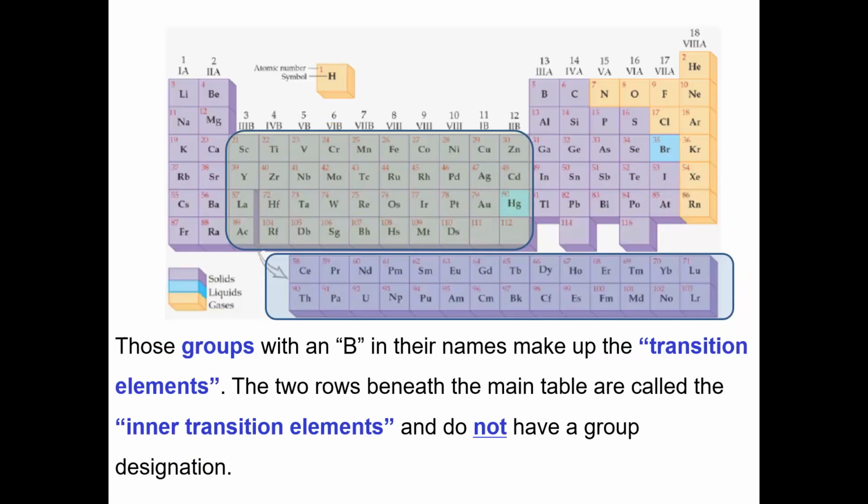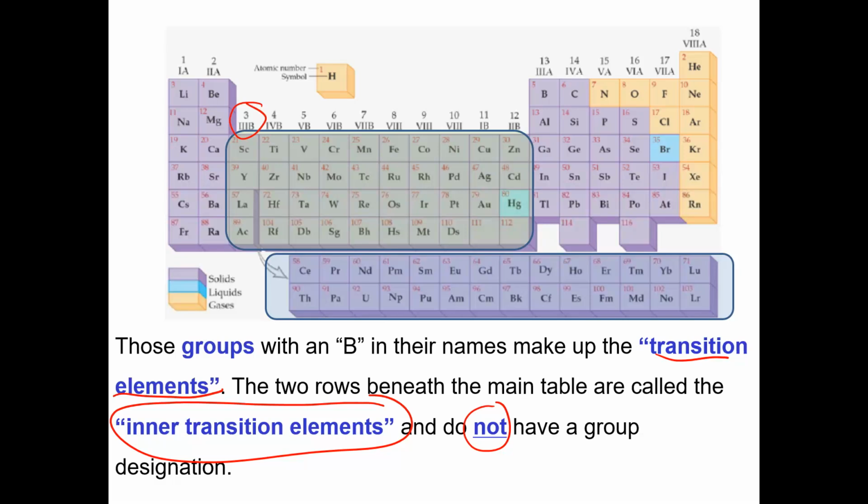Those groups that sit below the representative elements most commonly have a B in their group designation. They're called the transition elements. And then you'll see that there are two rows that sit beneath the periodic table. These are referred to as the inner transition elements, and they don't actually have a group number.